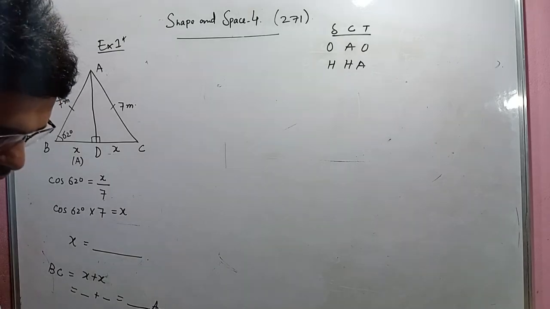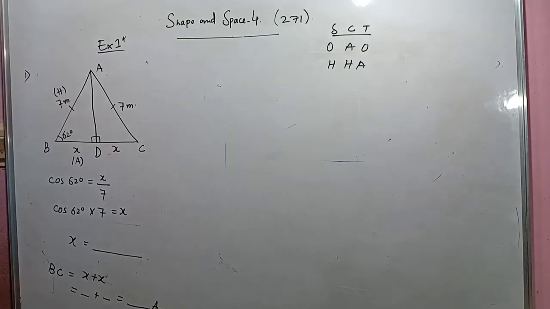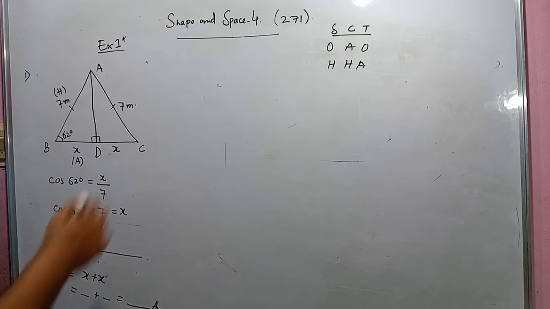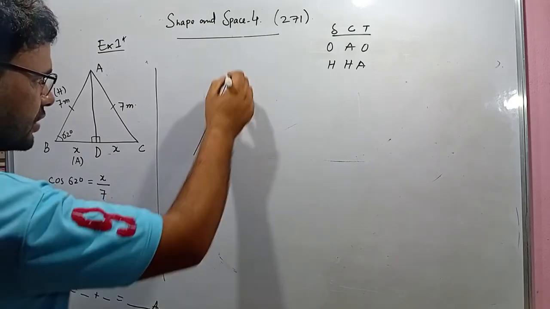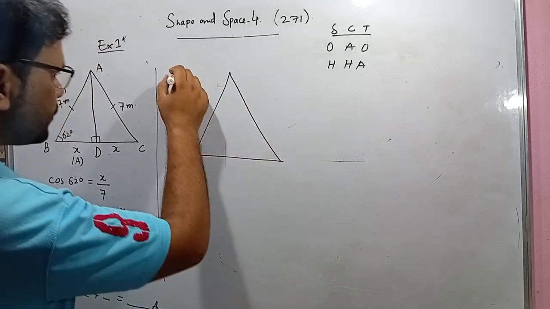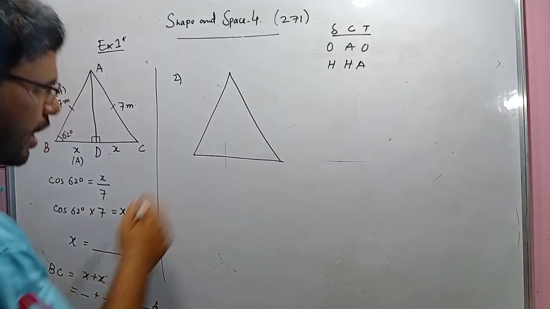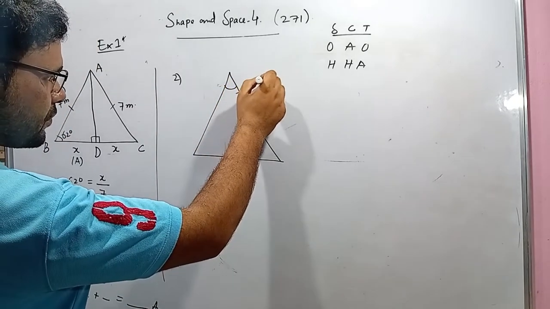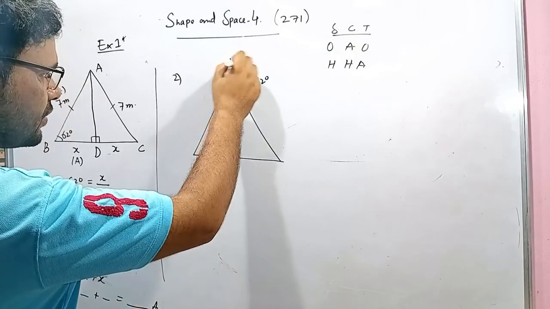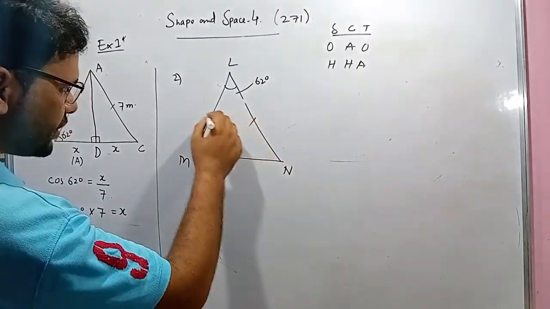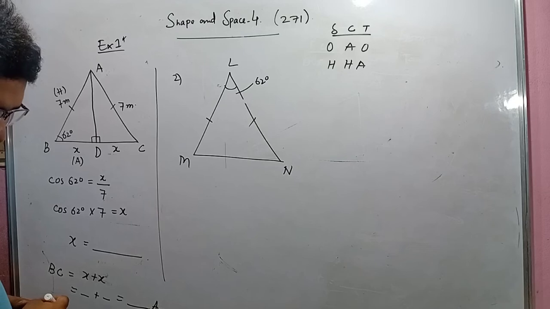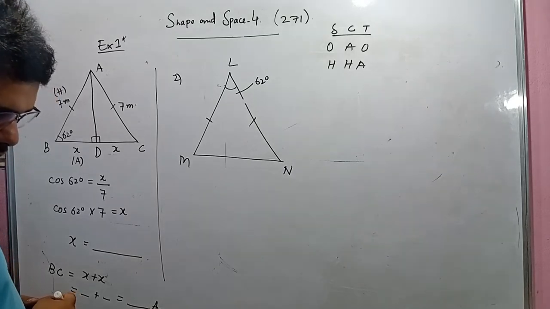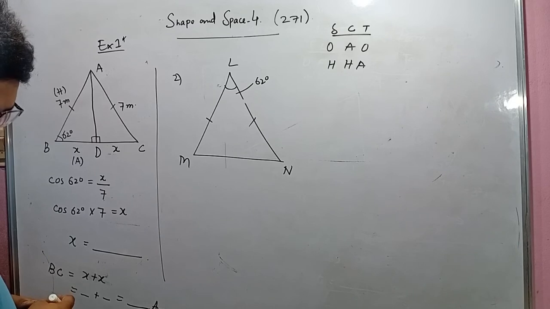Now the next question is find LM in the isosceles triangle. One more question, the same kind of question. Question number 2. Here once again you will do it like that. This angle is 62 degree. Here it's L, M, N. These two sides are equal. Now you can see what to do here. We need to find LM.